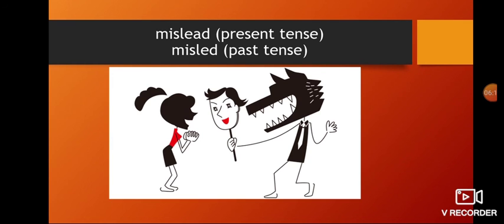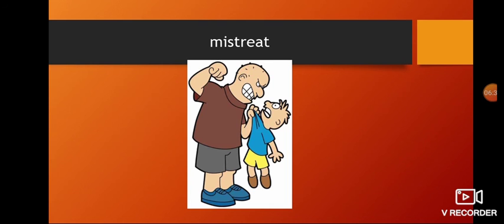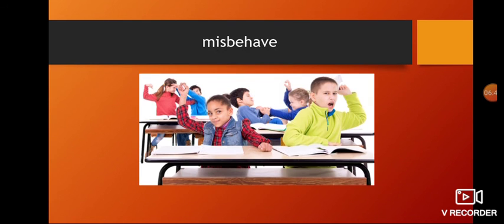Be careful here. The word that we have on the list is misled, but that is the past tense of the word mislead. In this case, to mislead means to trick somebody. Like in this case, this person is trying to trick the other person to do something. Or sometimes people mislead other people for their own benefit, or there are several reasons. Mistreat, mistreat. Misbehave, misbehave. Well, what most of you like doing in the classroom.